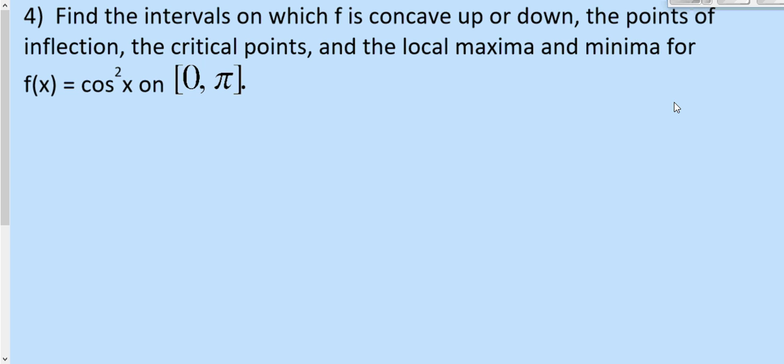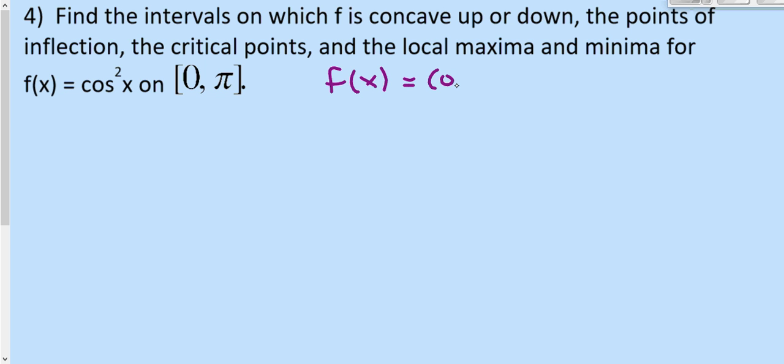Okay, here's part 2 of your lesson, and everybody loves a good trig problem, right? So let's find the intervals on which f is concave up or down, the points of inflection, the critical points, and the local maxima and minima for f of x equals cosine squared of x on the interval from 0 to pi.